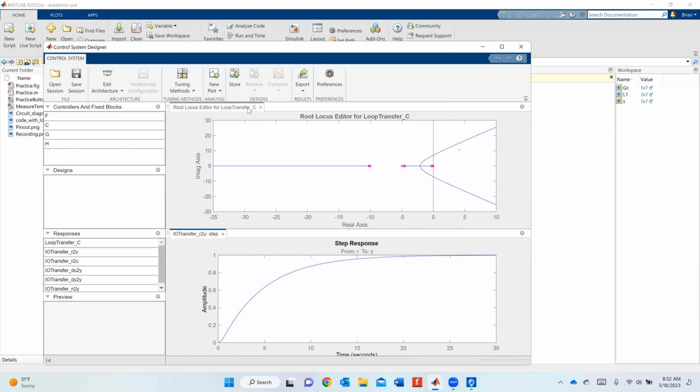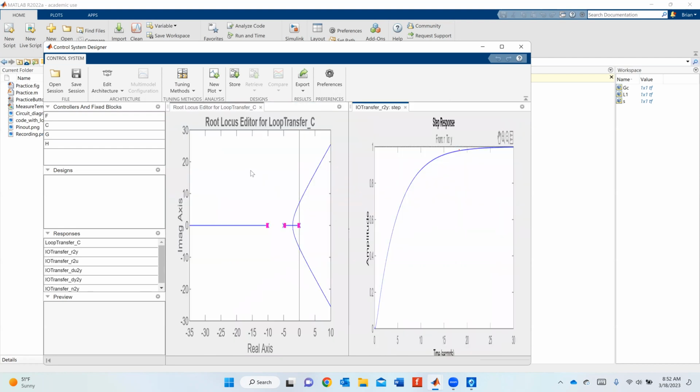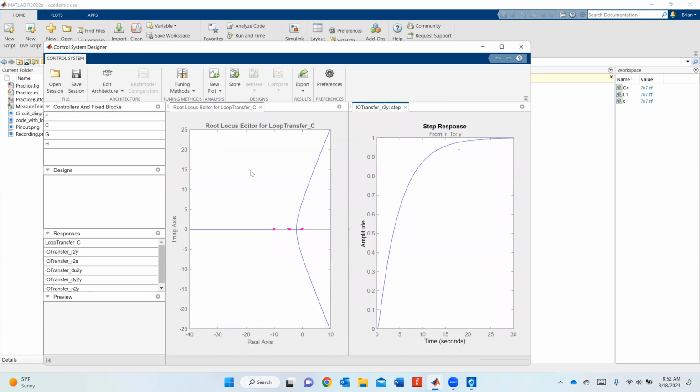Okay, so this is what I have here. And that looks about right. I have pole at 0, pole at -5, pole at -10. Okay, so from here, what we need to do, looking at our design requirements, is insert those.